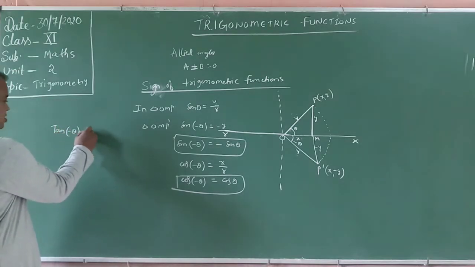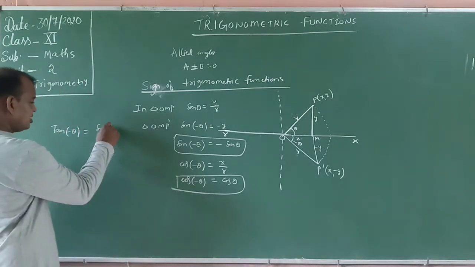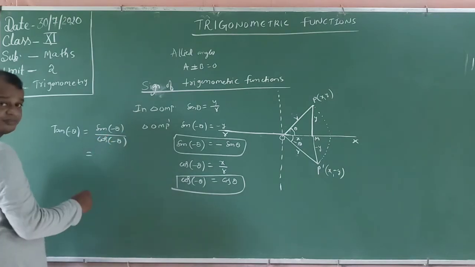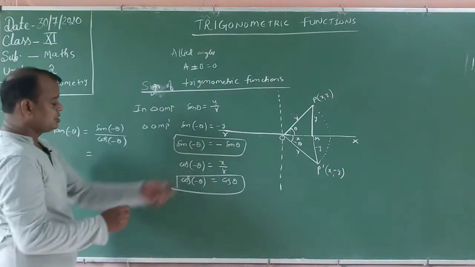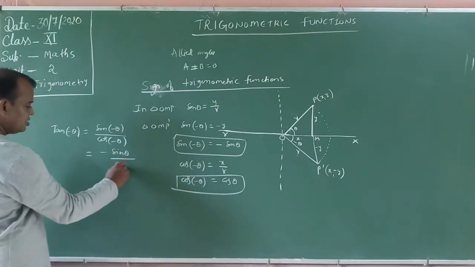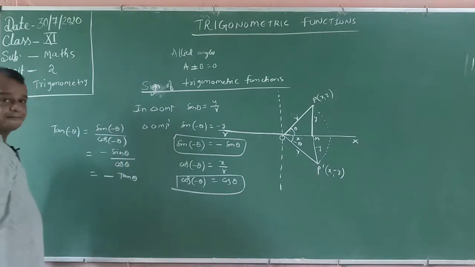Tan of minus theta. What is the formula of tan theta? Sin theta by cos theta. Here, sin of minus theta by cos of minus theta. Sin of minus theta value, how much? Minus sin theta by cos of minus theta, means cos theta. That equals minus sin by cos, which means minus tan theta.